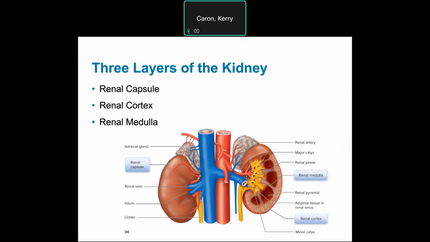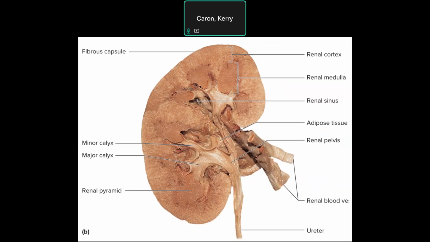So we mentioned the renal capsule, the connective tissue outer protective layer. Then inside of the capsule, we have the renal cortex, the next layer, and the renal medulla, the next layer. Here's a cadaver view of what I'm talking about. You have the fibrous capsule, renal capsule, surrounding the kidney. Then the next layer is the renal cortex. The more middle layer is the renal medulla.